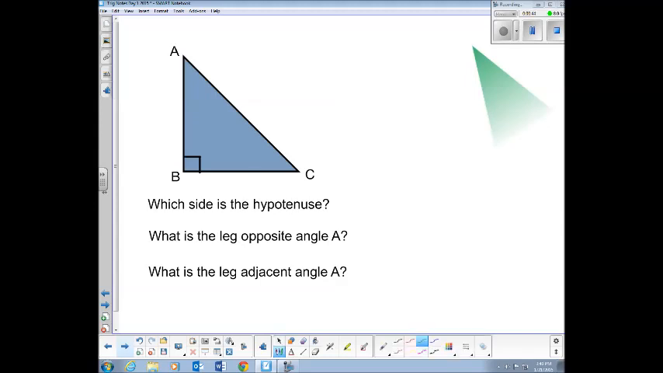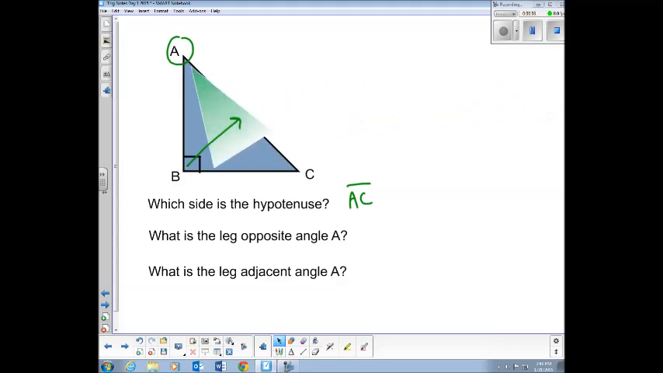And so we know if we have the right angle, across from the right angle is the hypotenuse. So we have side AC. What is the leg opposite of angle A? So here's angle A. And one of the ways I try to remember what is the side opposite is this. Imagine if we had a spray bottle and we were spraying across from angle A, and the spray would come across and it'd hit this opposite side.